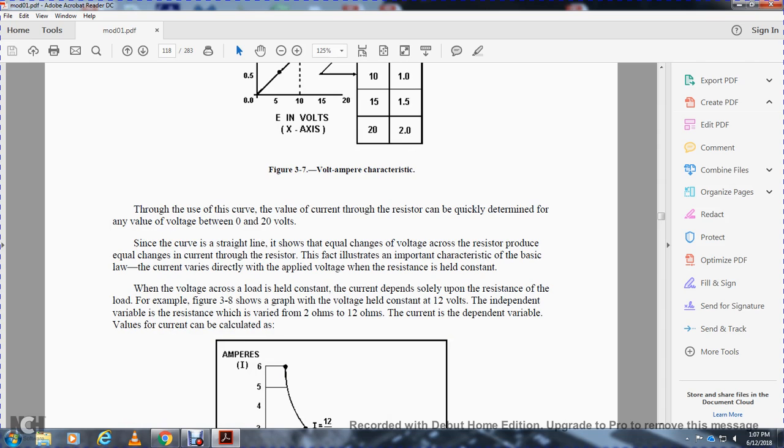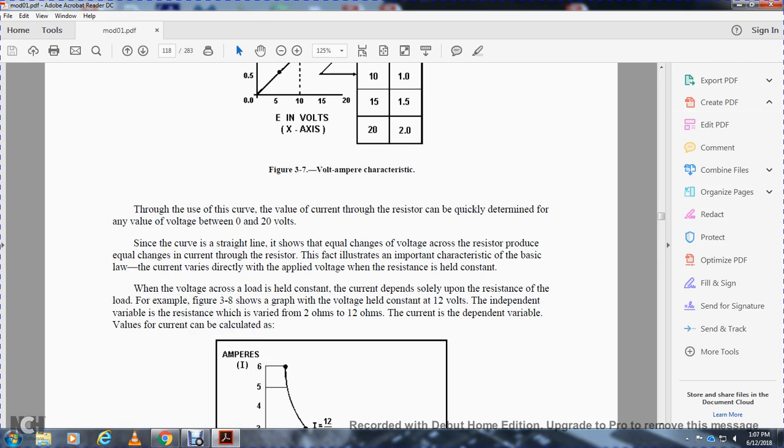So the value of the current through the resistor can be determined for any voltage from 0 to 20 volts. Since the curve is a straight line, equal changes of the voltage across the resistor produce equal changes of the current through the resistor. This illustrates an important characteristic of Ohm's law: the current varies directly with the applied voltage.